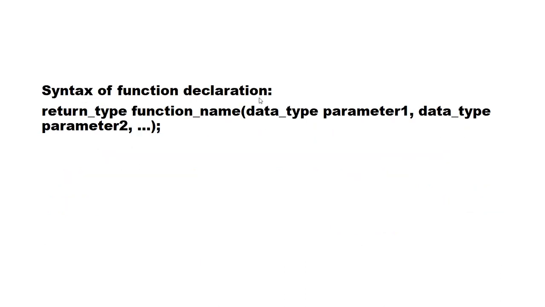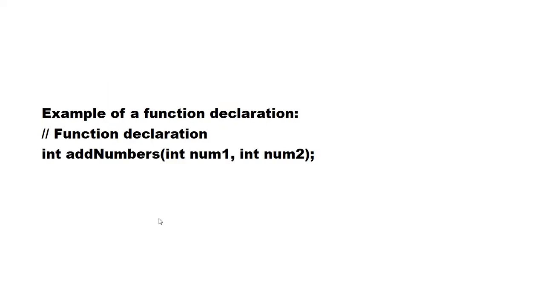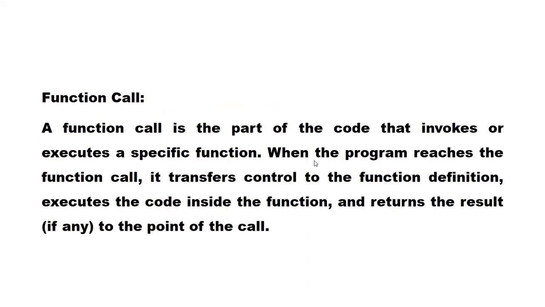The syntax of function declaration is return type, function name, within the brackets parameters, and after that we put the semicolon. Example of function declaration. The function declaration for the function we have defined earlier is int add numbers, int num1 comma int num2, then put the semicolon.